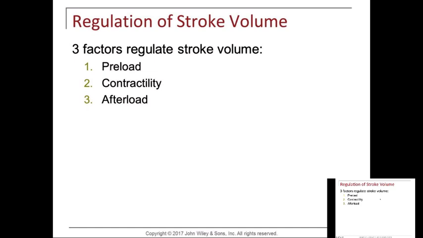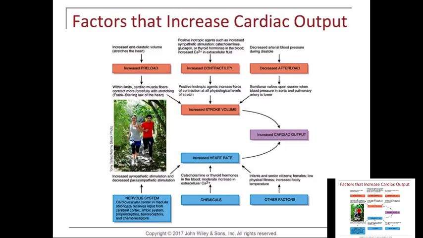All right, so those three factors that the video went over were the preload, the contractility, and the afterload. And this is just a really nice picture and illustration that reviews that, okay?